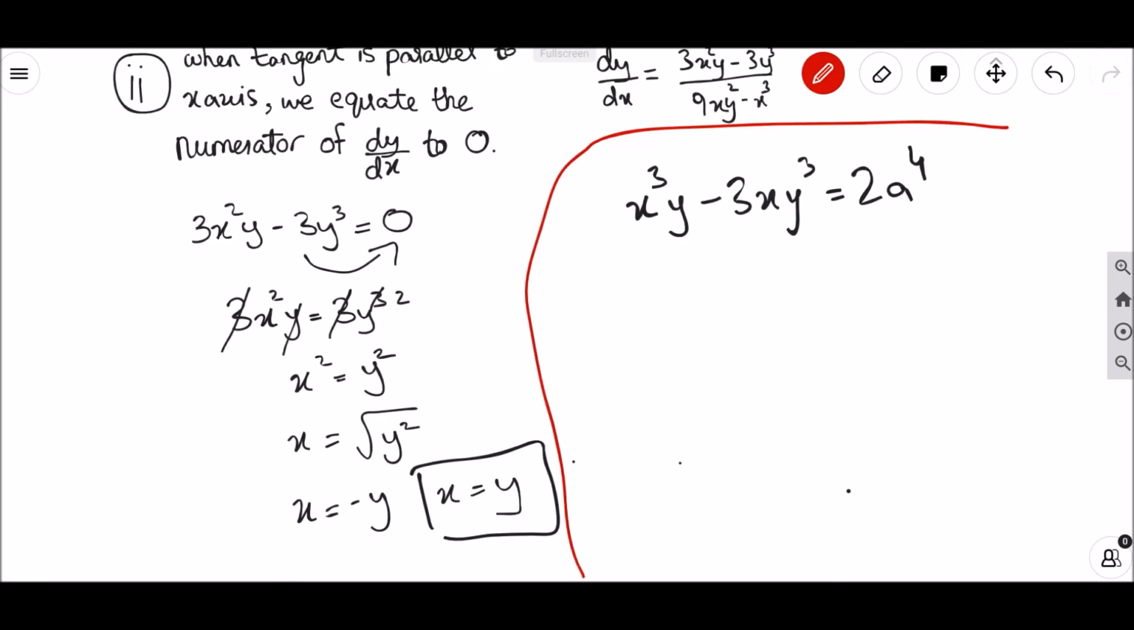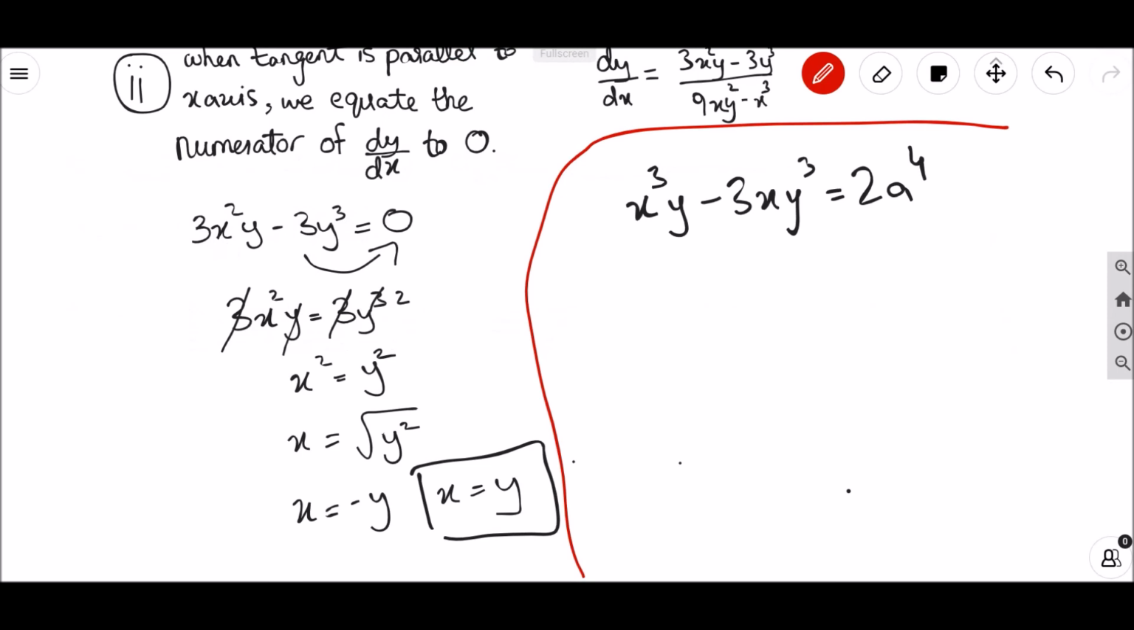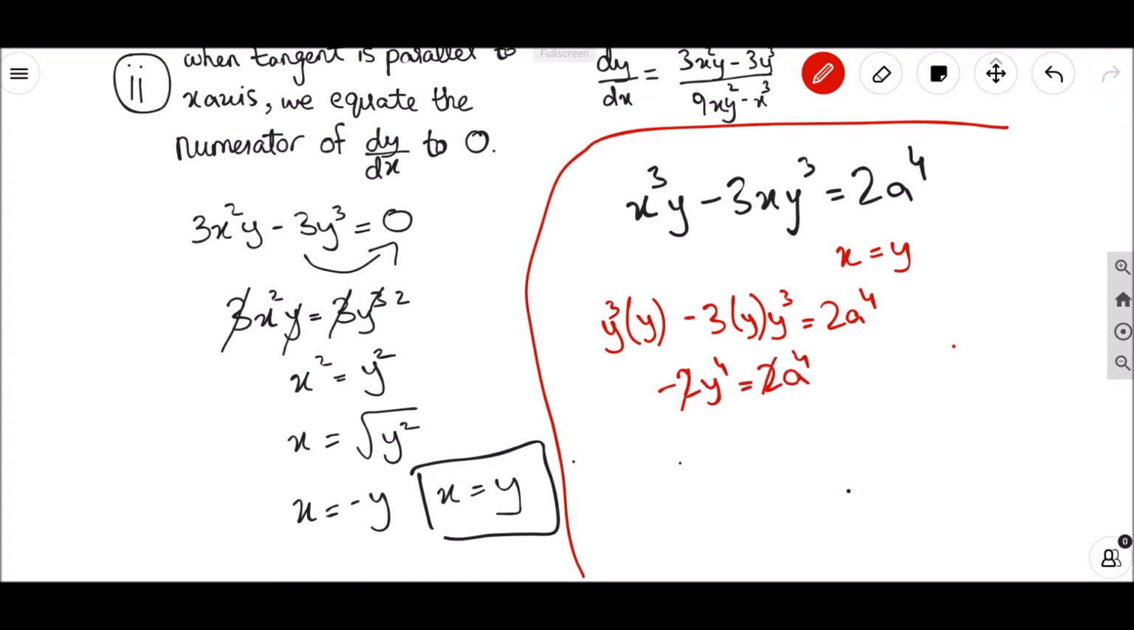Now that we have found our x values, we are going to substitute these x values into the curve equation which was given in the question right here. I've just written it down here. I'm going to substitute x is equal to y first. When we simplify, we'll get minus 2y, and here we have 2. So we can cancel down the 2 as it is common. Here we won't get any possible answer which we can use, as it's a negative here.